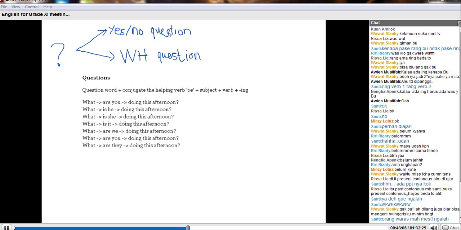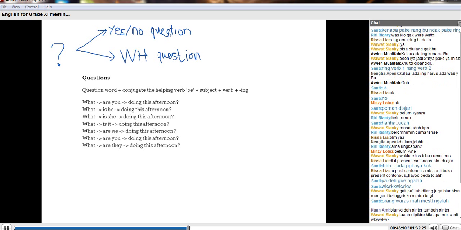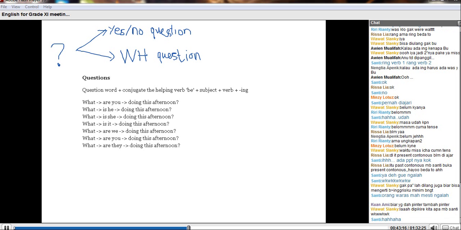Assume that you already know about simple present tense, simple past tense, present continuous tense, gitu ya. Oke, sekarang ke kalimat tanya. Jadi di kalimat tanya itu sebenarnya ada dua macam. Kalimat tanya yang hanya jawabannya itu yes or no.